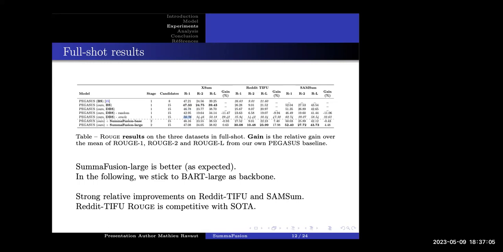So in our case, what we see is that SummaFusion large, so with BART large, of course, performs better than the base one with BART base. In the following, we stick to BART large, and we see good relative improvements on Reddit TIFU and Samsung, around 2 to 3 Rouge points consistently. Especially on Reddit, it's 18% relative improvement. And the Rouge we get is not SOTA, but it's quite close to it. It's quite competitive with SOTA.